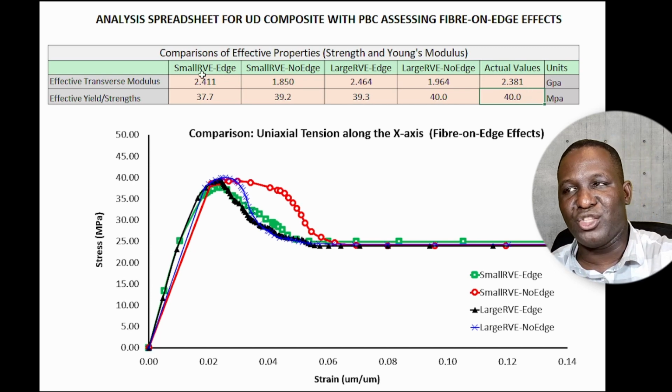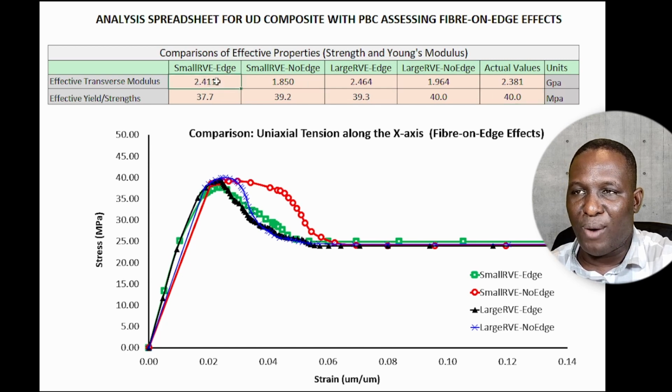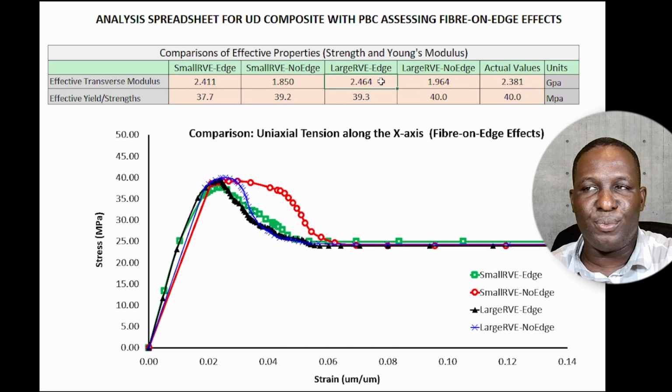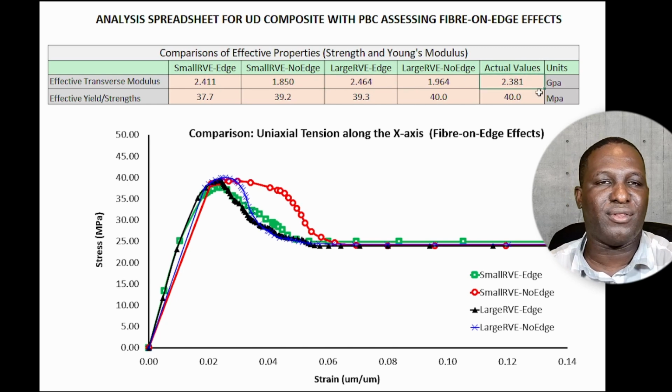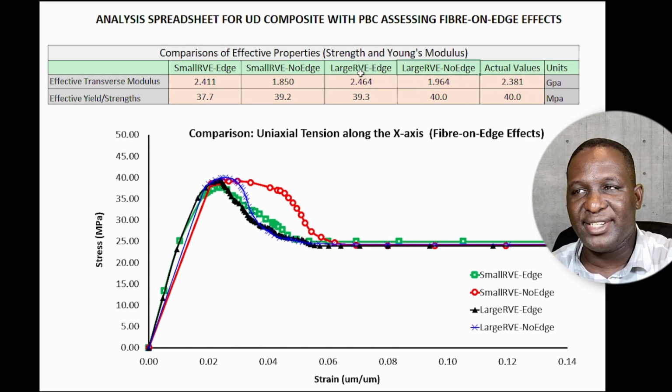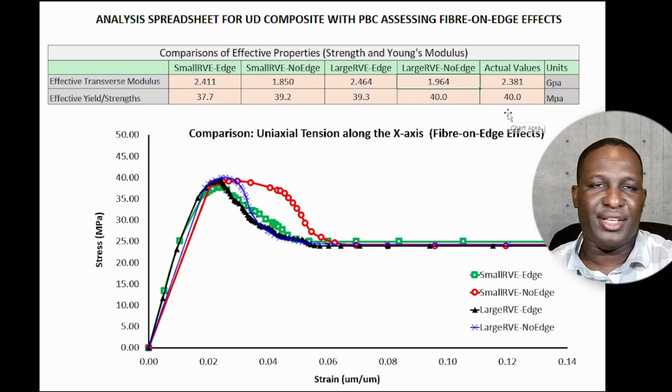So now when you look into what we are generating from the simulation, the RVE with the edge is coming up at 2.411, and the actual value is 2.38. So still within that. The large RVE with the edge is 2.46, still comparable to 2.38. However, the no edge cases have very low prediction of the stiffness, and that becomes really interesting.